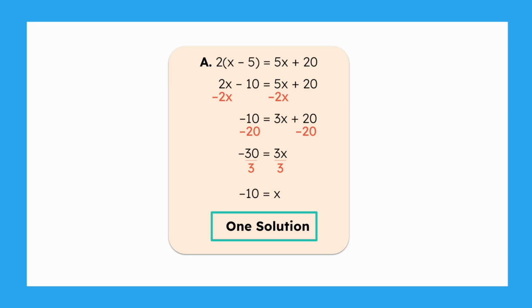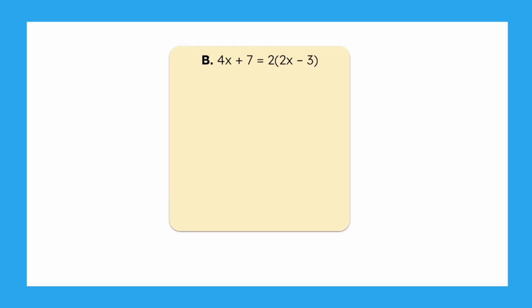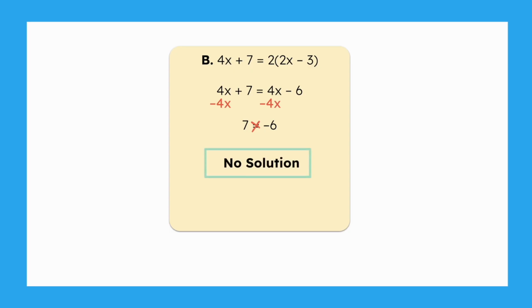Equation B is 4x plus 7 equals 2 times the quantity 2x minus 3. When I distribute 2 on the right, I'm left with 4x plus 7 equals 4x minus 6. I think I see where this is going. I subtract 4x from both sides, which cancels both variable terms, and I know that 7 can never equal -6, so equation B has no solution.